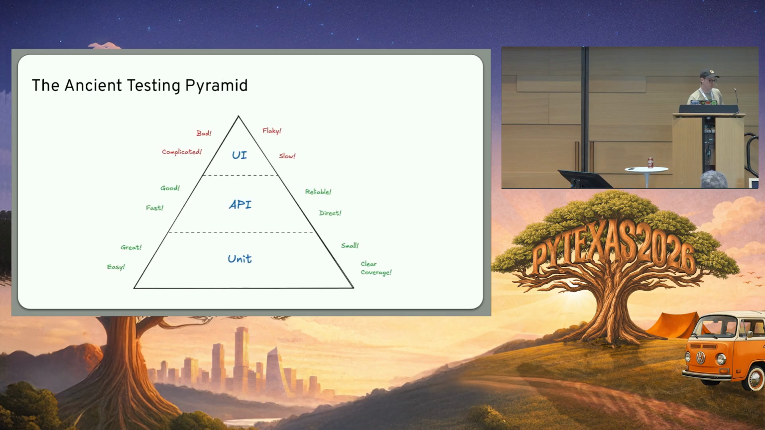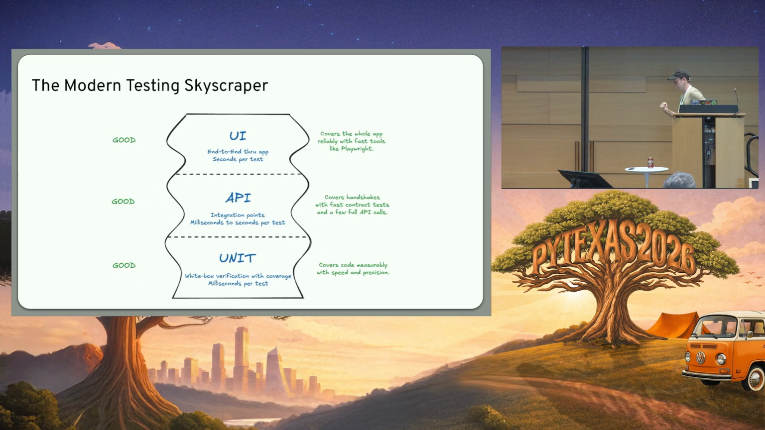So, looking back at that ancient pyramid, right, where we used to say, hey, we want unit tests and just a little bit of API tests and some UI tests at the top, I don't think this is particularly relevant anymore, right? We don't build pyramids anymore as a society, do we? They're ancient. No, what we build are skyscrapers. Yes, bam, right?